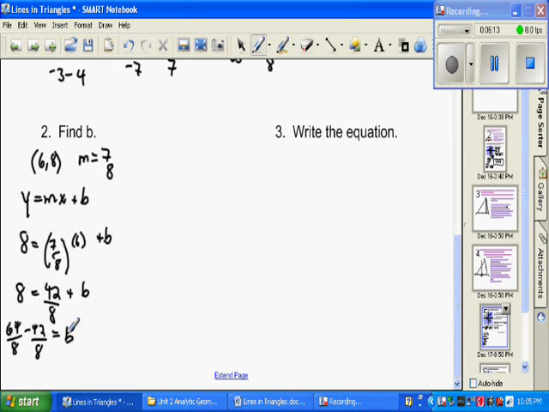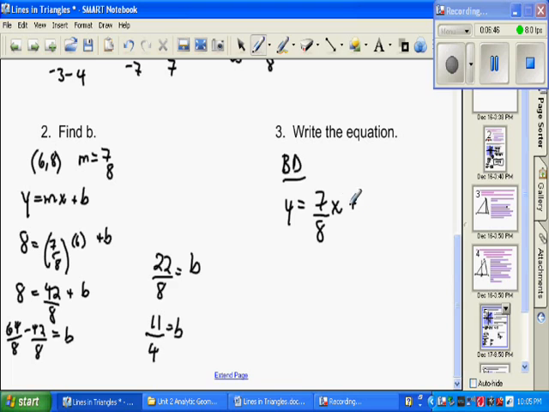Okay, and once you subtract, you should reduce your fraction as much as you can. So our fraction is 22 over 8, which means we're going to divide by 2, so our value for our y-intercept is 11 over 4. Okay, so when we write our equation for BD, this is for our altitude, we'll have y equals, and our slope is 7 over 8, and our y-intercept is 11 over 4.